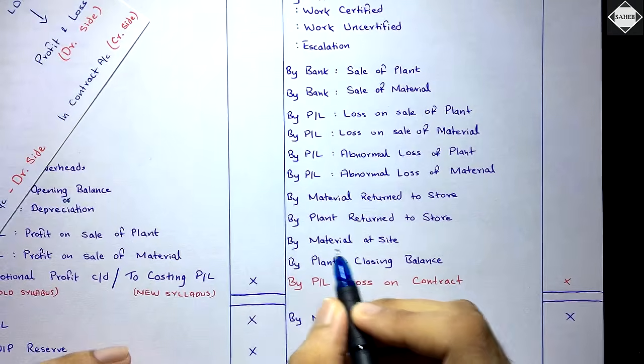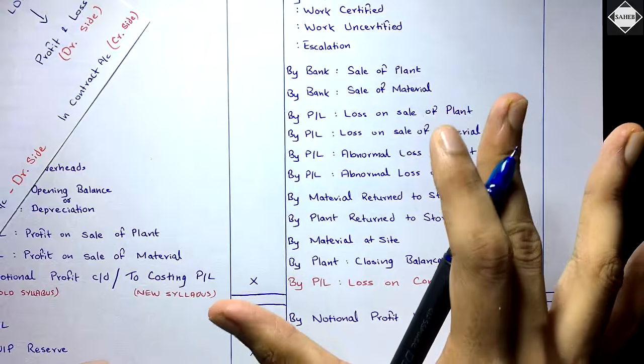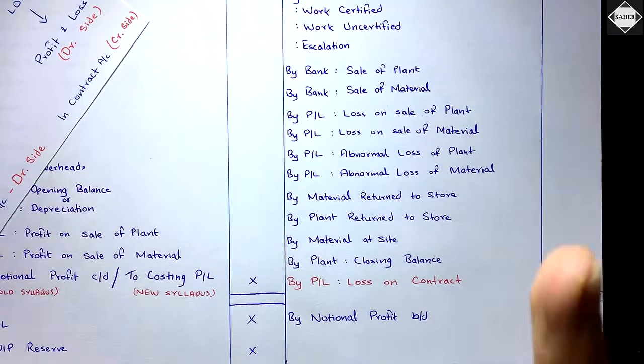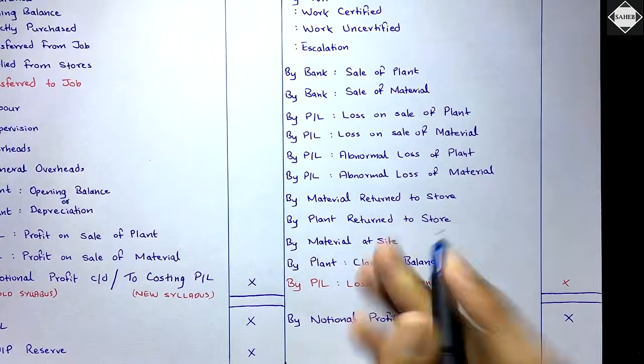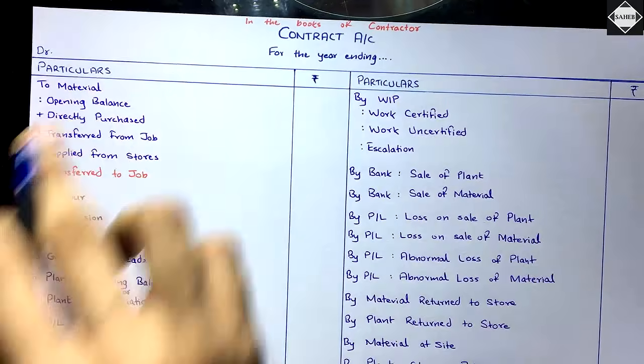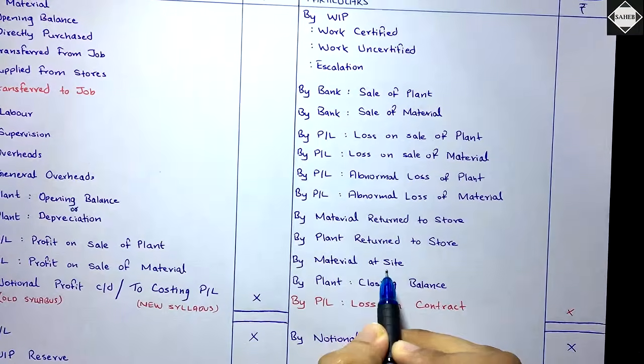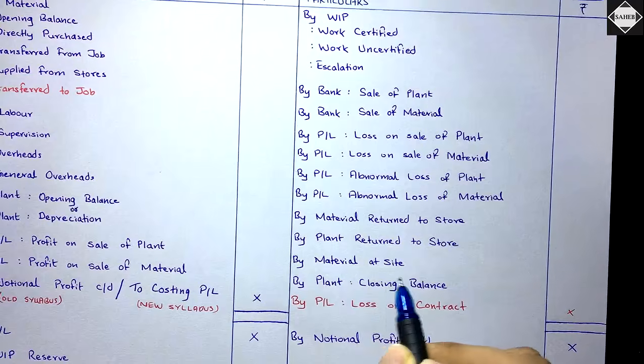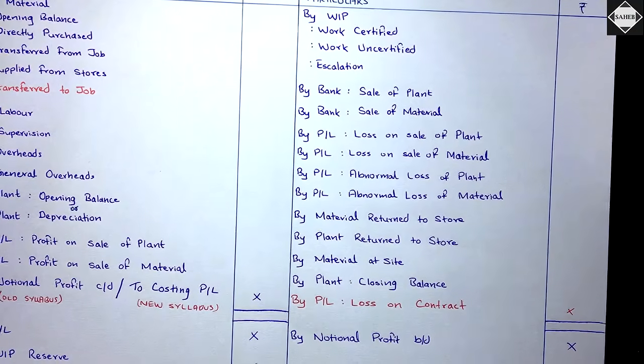What can happen? They will remain at the contract side only. If that happens, then that's your closing stock. Yeah, that's your closing balance, which would be the opening balance for the next year. So it will come over here by material at site, and one more thing can come by plant at site also. Is that clear? Yes.